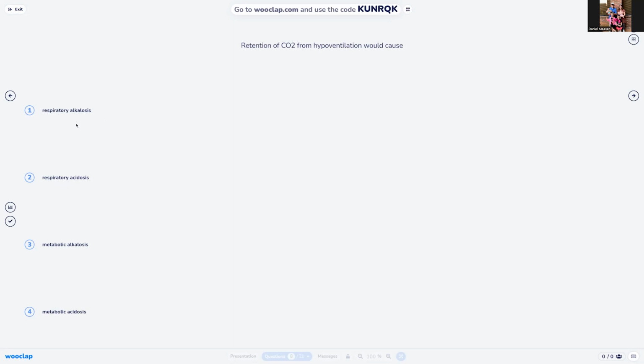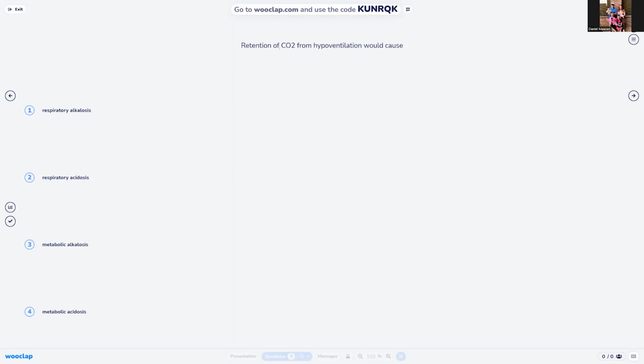Respiratory alkalosis, alkalosis meaning alkaline base. Respiratory acidosis, again, these are related to, meaning that something related to the lungs is causing this, or metabolic is meaning something related to kidneys or something going on in the body is causing an alkalotic state or an acidotic state. So retention of CO2, remember CO2 and hydrogen ions, they like each other, right? And they have a pretty synonymous relationship.